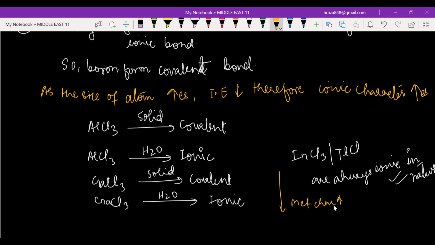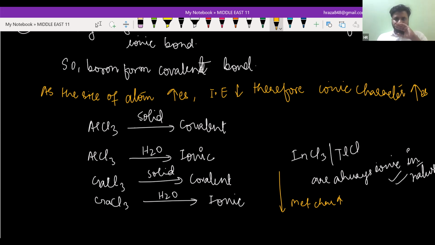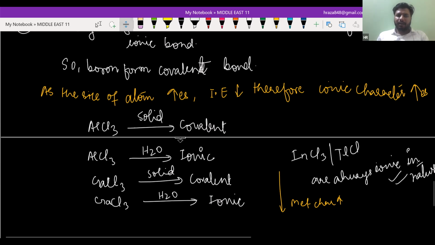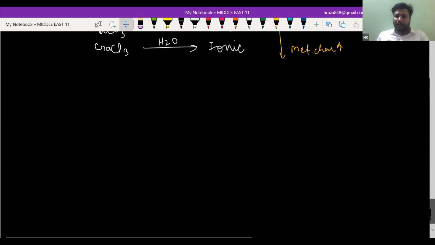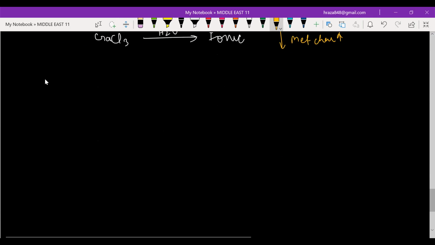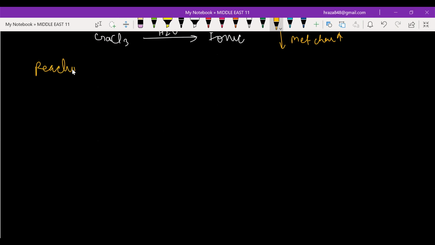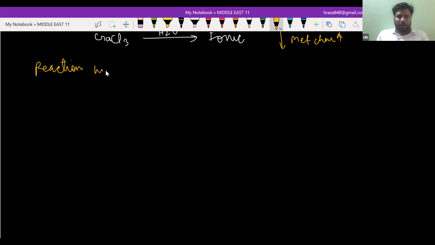So in every group, the element present at the bottom is generally a metal, and the nature of bonding in metal is ionic, between metal and non-metal. Now, reaction with air. When we talk about air, that means O2 plus N2 both.